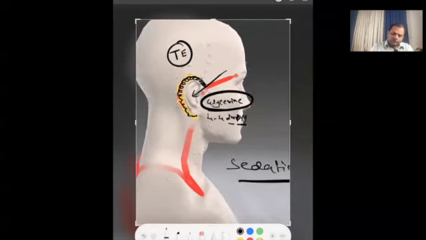So there are two things. Number one, put the nutmeg paste around the ear. Second thing, put four drops of glycerine in the ear. Then this patient got a very good cure just by doing this. So this patient got cured just by doing this treatment.